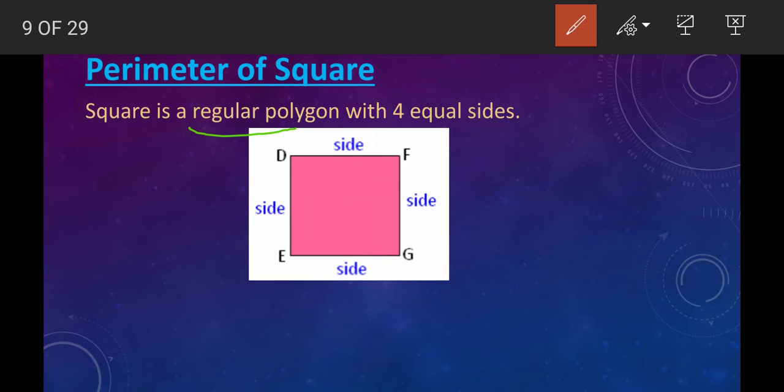A square is a regular polygon with 4 equal sides and equal angles also. Each angle is 90 degrees. If we measure the angle, we'll get 90 degrees. So all sides are equal. So how do we find the formula for this one?